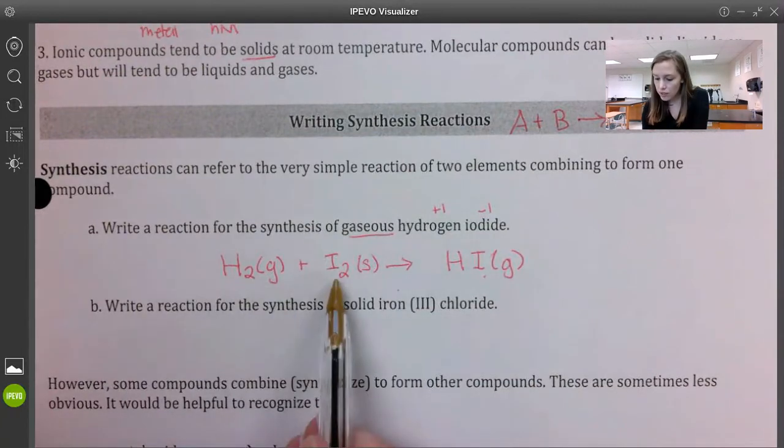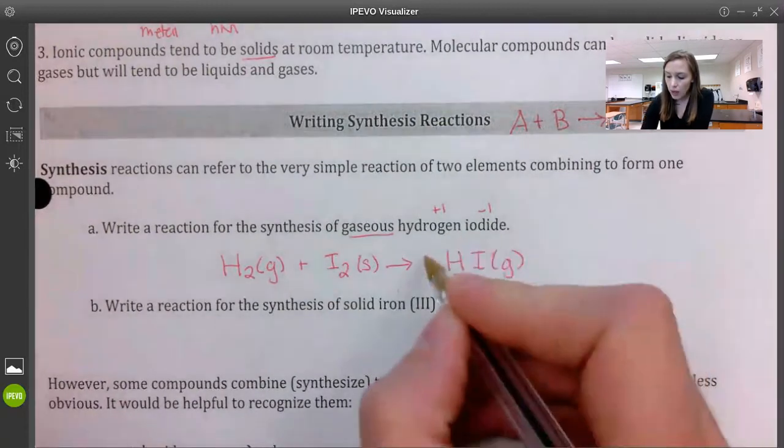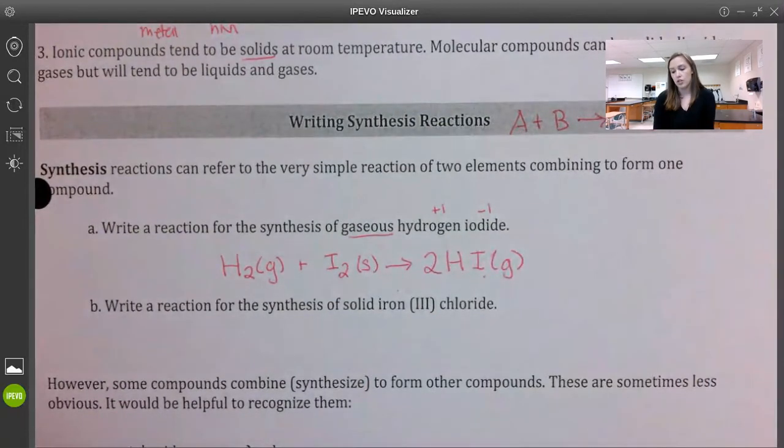I have 2 hydrogens on the left, 2 iodine on the left as well. So I need a 2 in front of hydrogen iodide. That would be a complete synthesis reaction of hydrogen iodide.